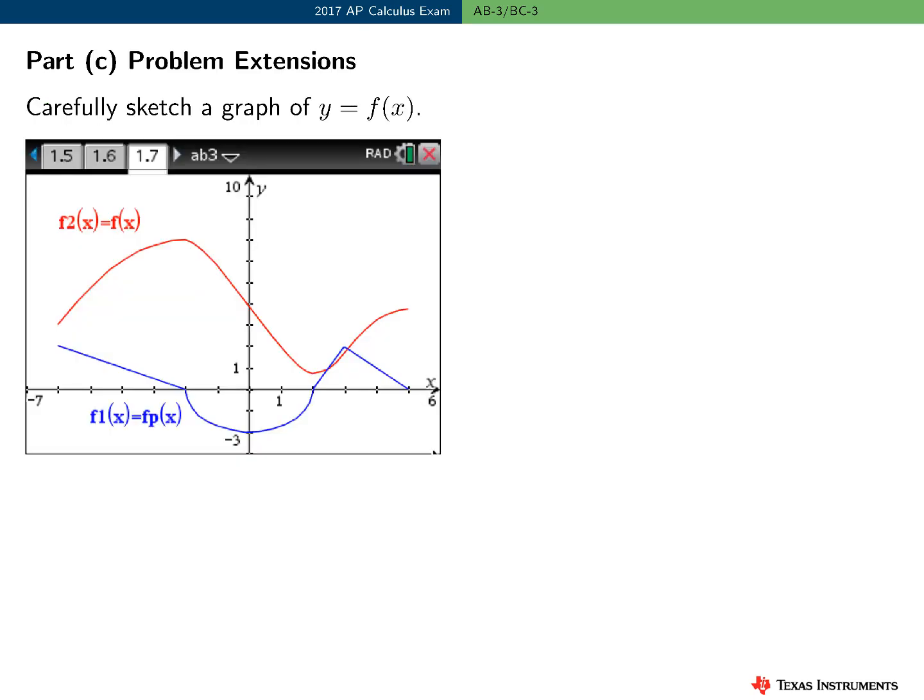I think a nice extension to this problem is to ask for a graph of the function f, given the initial condition and the graph of f prime. Well, this is very easy to produce using technology. Here's a graph of the function f and the function f prime on the same coordinate axes. And an additional question would be to describe the relationship between these two graphs.